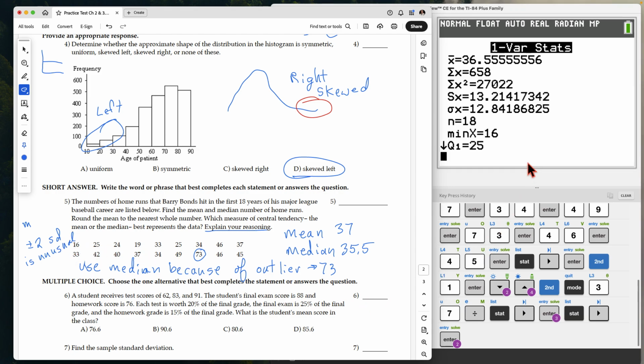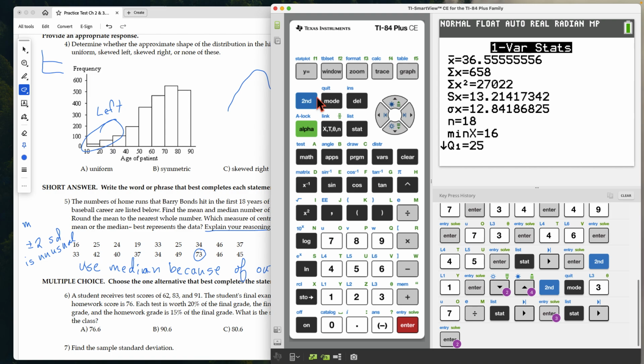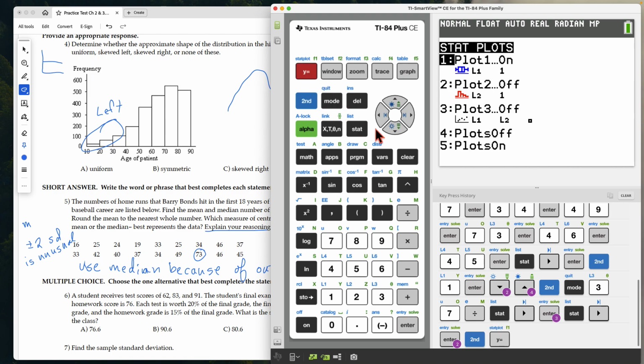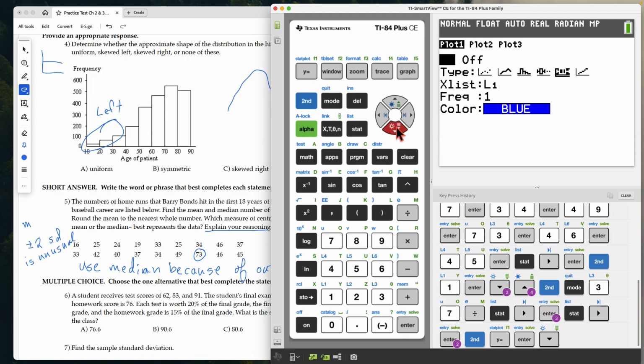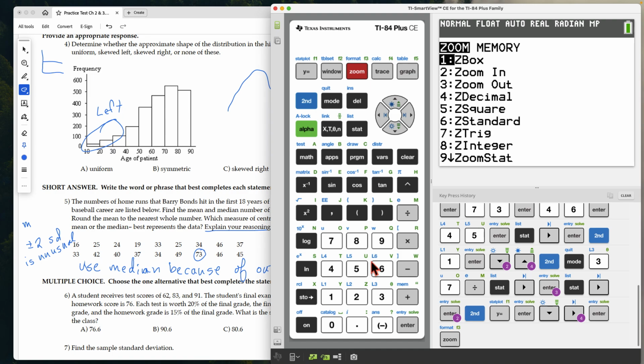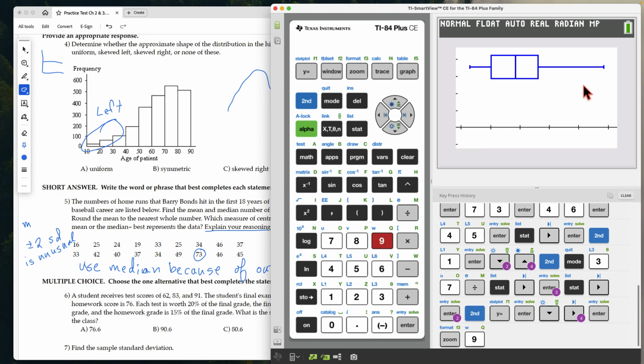Could also look at the, let's go to our plots, at the box plot. Let's see if it looks like it. Again, this may be more than you really need to, but hey, let's use all the tools we got. There's our box plot. And then remember, go to zoom number 9. Yeah, that looks like, that's good enough for me. It looks like an outlier.